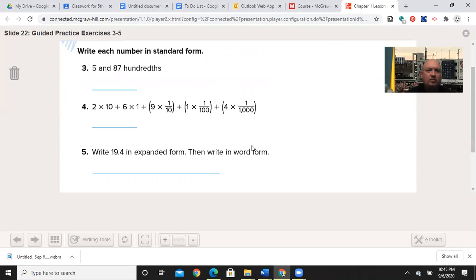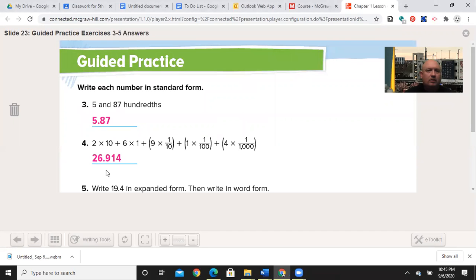All right, write each number in standard form. I want you to go ahead and do 3, 4, and 5, and then pause the video, and then unpause the video and come back and join me to check your answer. Go ahead and pause it now.